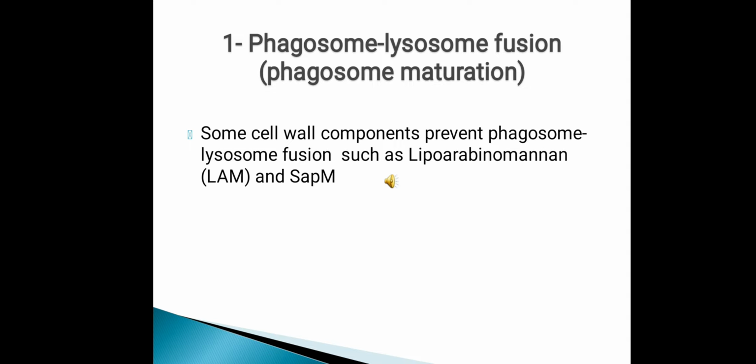That's because the cell wall of this type of bacteria has a specific component. This component prevents phagosome-lysosome action, and the most important types of this component are lipoarabinomannan, LAM, and the protein called SAP-M.